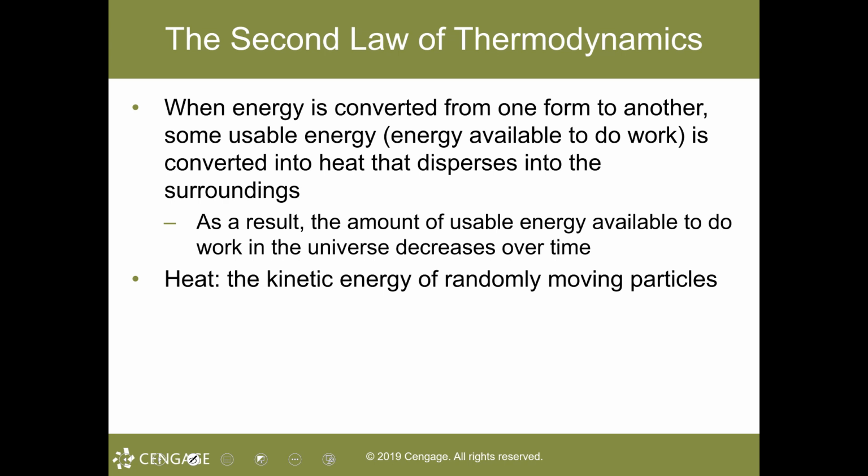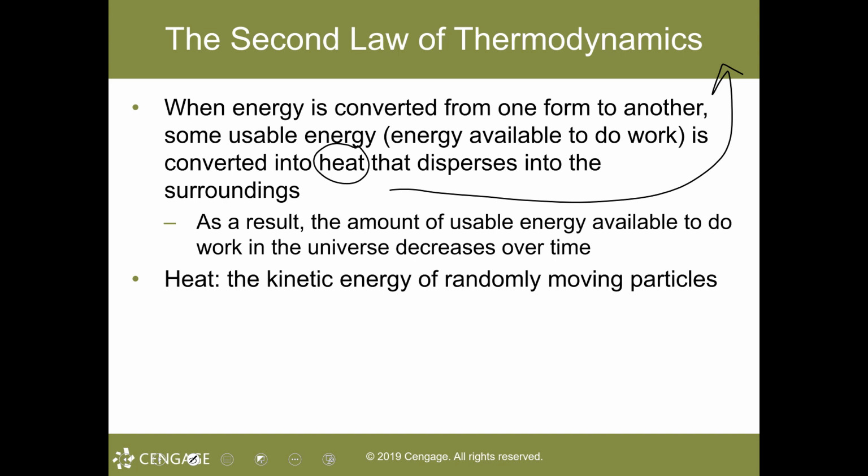Now to the second law of thermodynamics. It states that when energy is converted from one form to another, some of that usable energy is going to be available to do work, and other energy is going to be converted into heat that disperses into its surroundings. I like to refer to this as entropy. That's what happens when energy is converted from one form to another: it is lost as heat, and it goes, class, to entropy, which we'll get to here shortly.